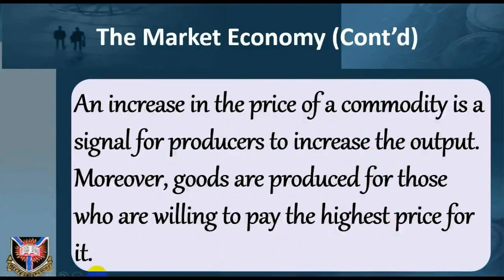Unlike in a command economy, where the available output is distributed through rationing by coupons, in a market economy, the price system distributes the output available. The forces of demand and supply determine the price of the commodity.